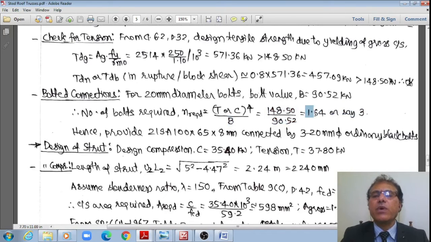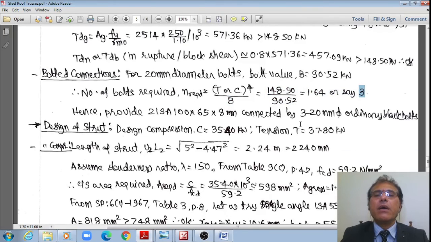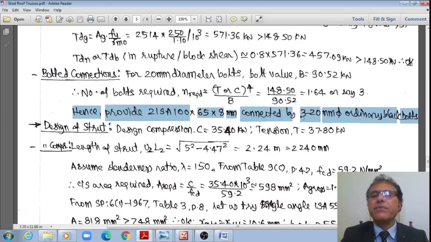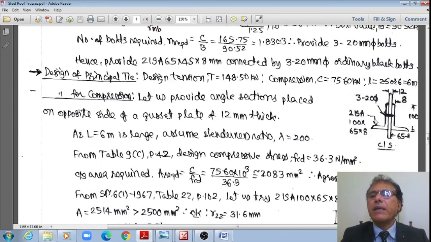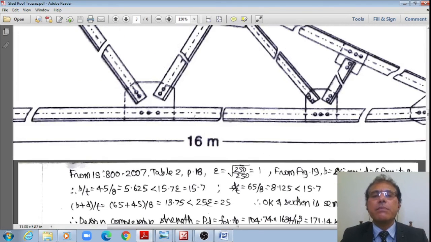I require 1.64, but here also I am assuming say 3 bolts. Hence, provide two ISA 100 by 65 by 8 connected by means of 3 bolts of 20 mm diameter, as shown in this schematic. Now you can see that this is the outstanding leg of 65 and the connected leg is 100 mm and the thickness is 8 mm. The thickness of the gusset plate is 12 mm, whereas the section is like this. Therefore, this is the bottom chord member, which is connected by means of 3 bolts.